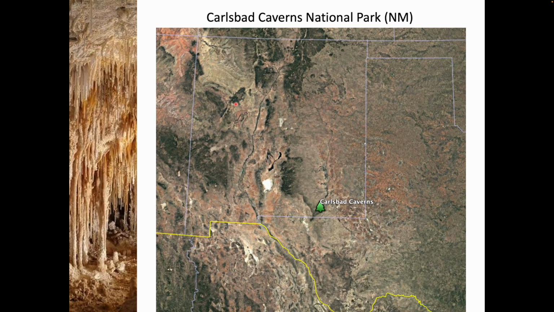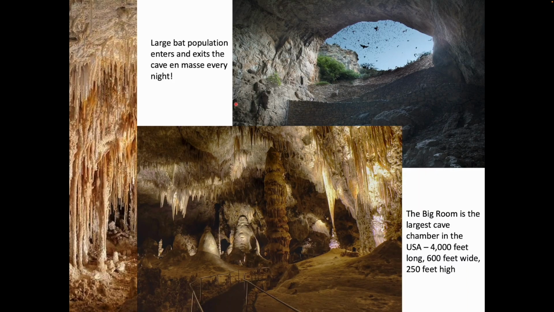So now here's Carlsbad Caverns National Park in southeast New Mexico. It's a fairly large cave, and it houses a very famous bat population, seen here in the top right, that enters and exits the cave en masse every night, and then re-enters the cave every morning. That's a very popular activity at Carlsbad Caverns, watching the bats leave and escape out of the large, really huge natural opening to the cave.